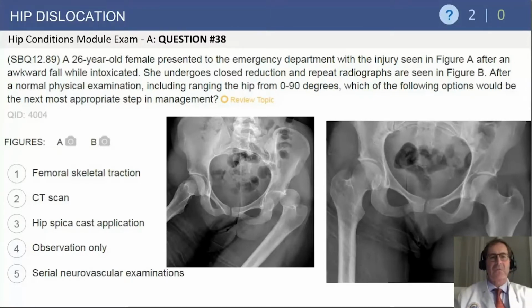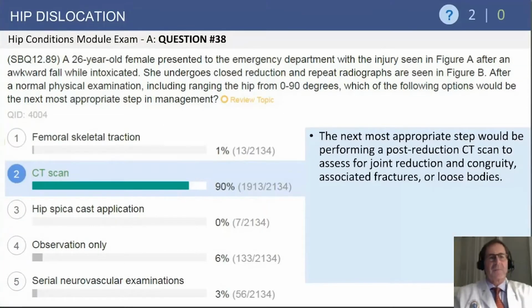And it asks what the most appropriate treatment is next. And as we previously mentioned with the femoral head fractures, CT scan following a dislocation is the most appropriate next step to assess for joint reduction, congruency, and any associated fractures or loose bodies that may be present.